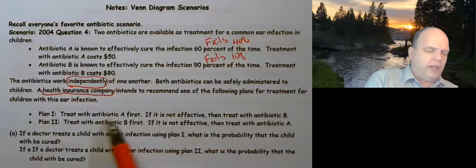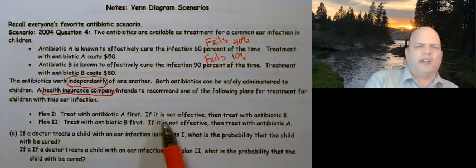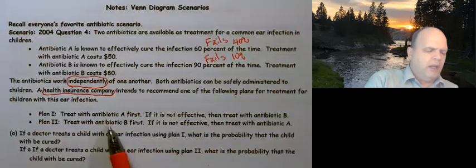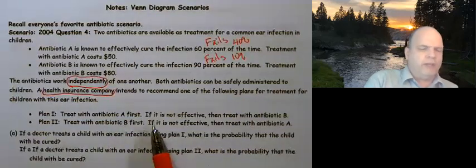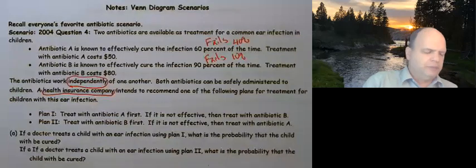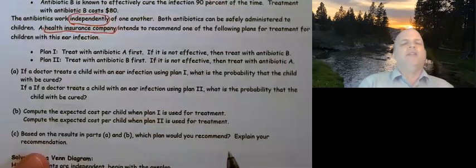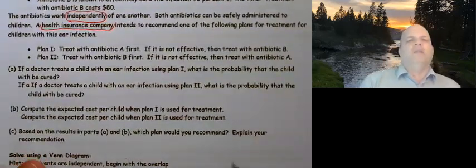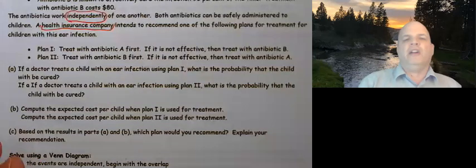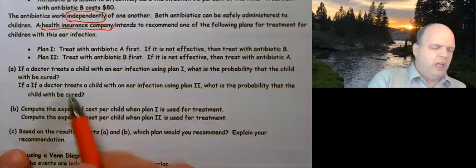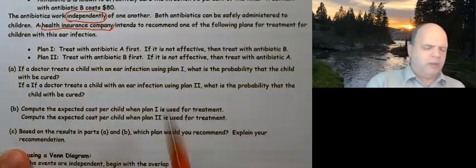Plan 1, treat with antibiotic A first. If it's not effective, then treat with antibiotic B. Plan 2, B first. If it doesn't work, then go to A. So if a doctor treats a child with an ear infection using plan 1, what's the probability that it'll be cured? Then they ask the same thing if they use plan 2.